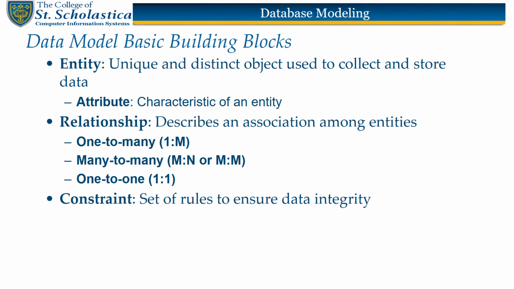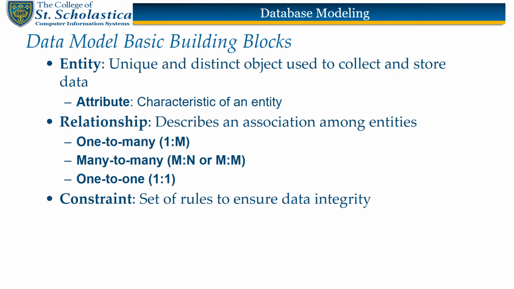The basic building blocks of all database models are entities, attributes, relationships, and constraints. An entity is a person, place, thing, or event about which data will be collected and stored. An attribute is a characteristic of an entity. For example, a customer entity would be described by attributes such as customer last name, customer first name, customer phone number, etc. Attributes are the equivalent of fields in a file system.